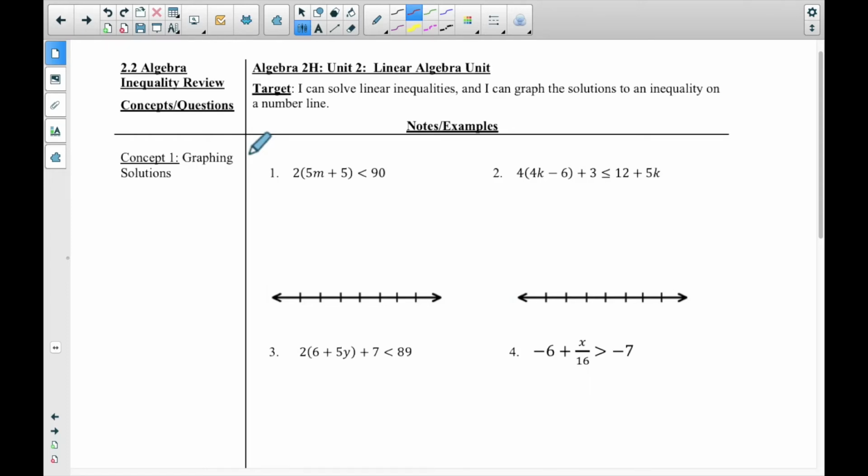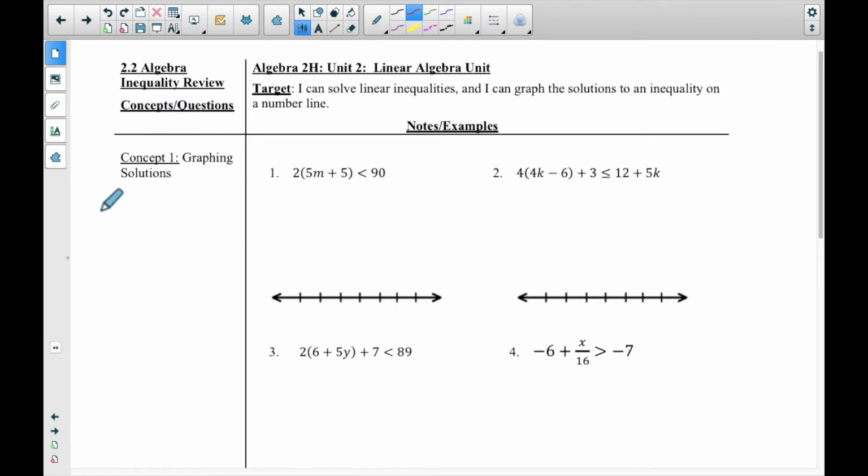Hi guys, welcome to the second lesson in the algebra unit. This lesson is going to deal with inequalities, so a lot like solving equations, but we're dealing with inequalities. And again, probably pretty straightforward, but we'll do a little bit of review and remind you of a couple of little places you might get caught up.